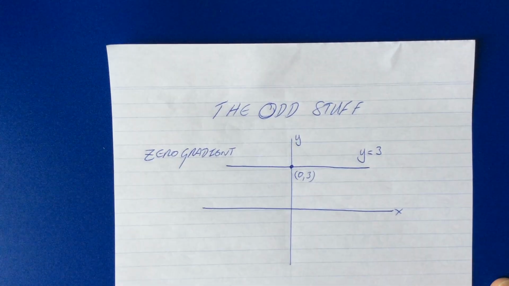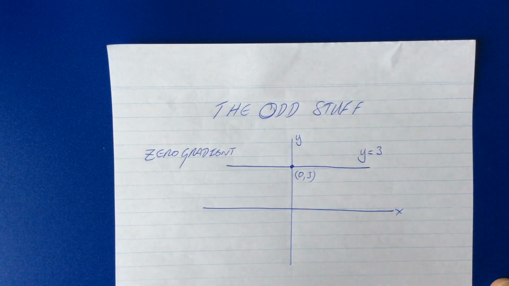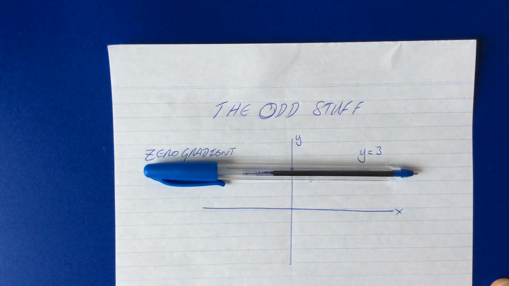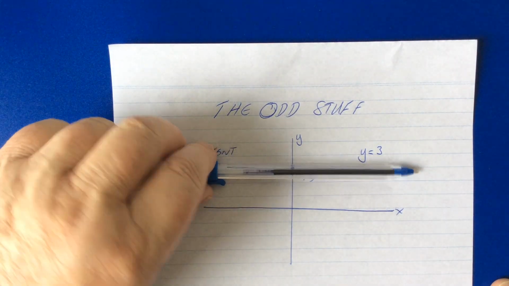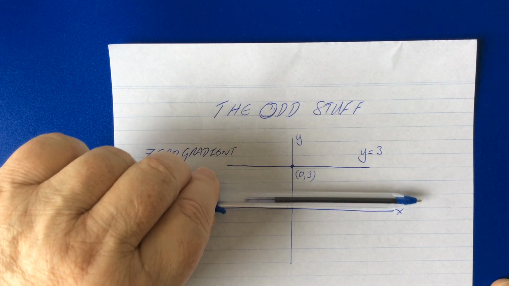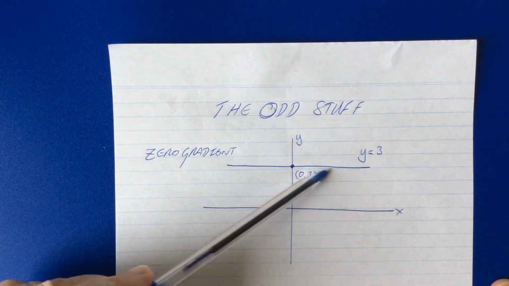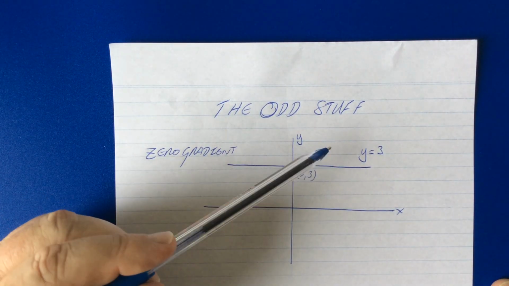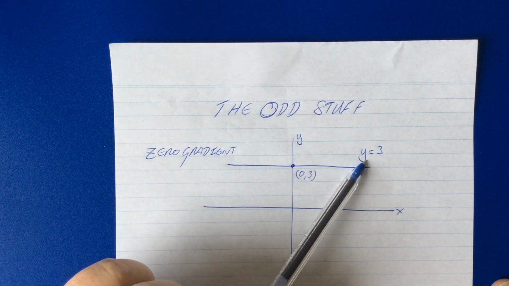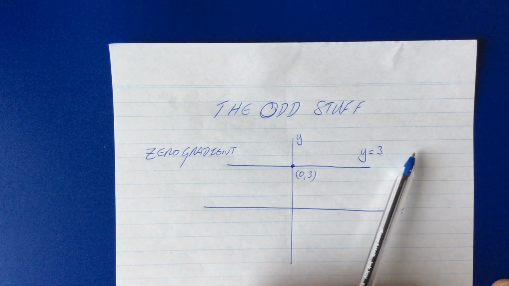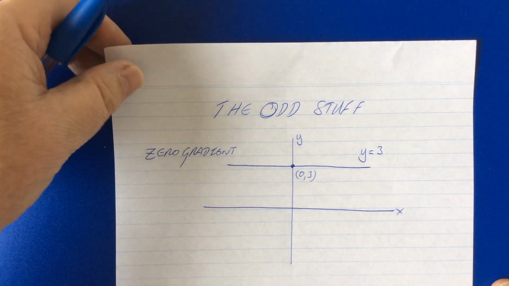Okay, so let's have a look at some of the odd stuff. There are two principal cases here. One is where we have a zero gradient, which is when we deal with a horizontal line. Now it could be anywhere running through the y-axis, and it's got a gradient of 0 when it's flat. And the equation for this looks like this. It doesn't look like any other linear equation. Y equals 3. No x, no other number. 0 gradient.